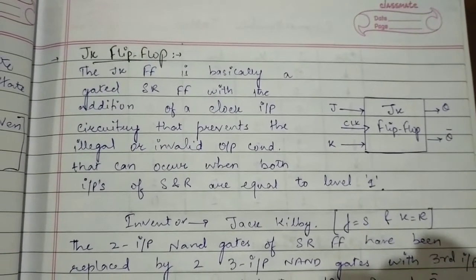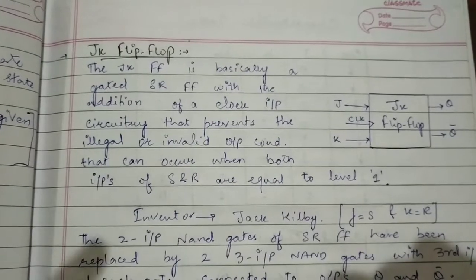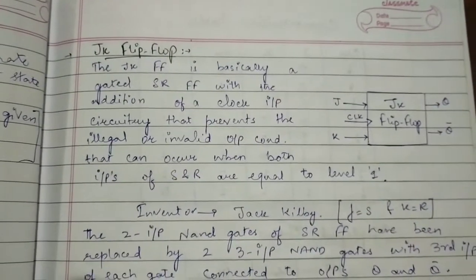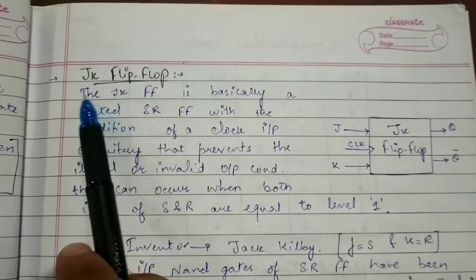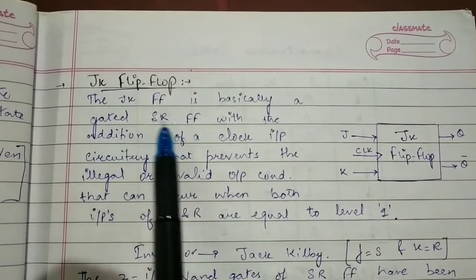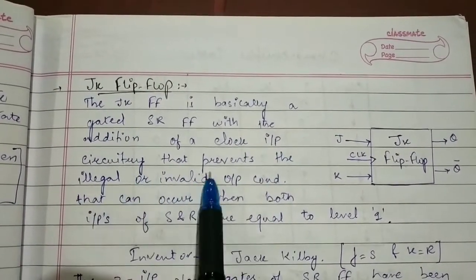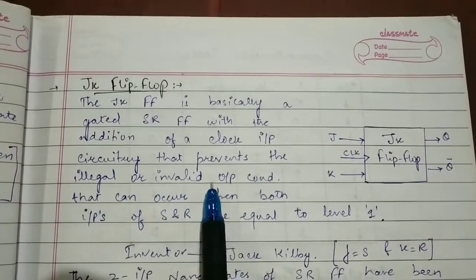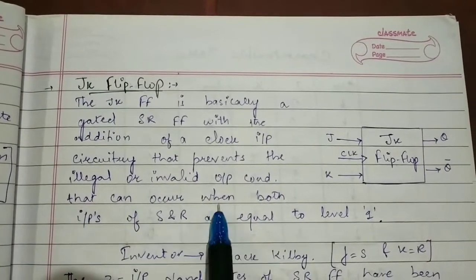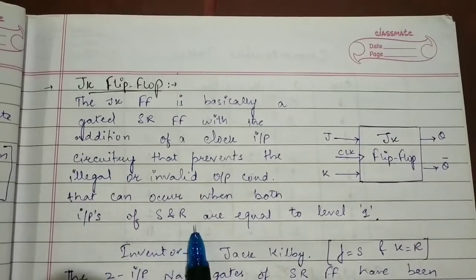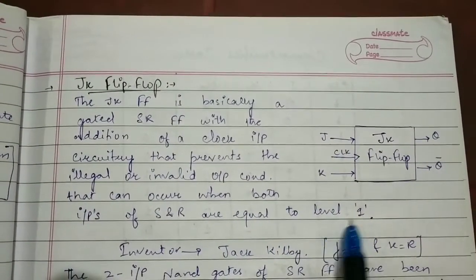Today we're going to study the JK flip-flop, what a JK flip-flop actually is. The JK flip-flop is basically a gated SR flip-flop with the addition of a clock input circuitry that prevents the illegal or invalid output conditions that occur when both inputs S and R are equal to level 1.